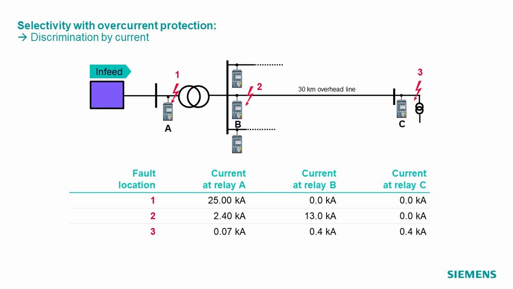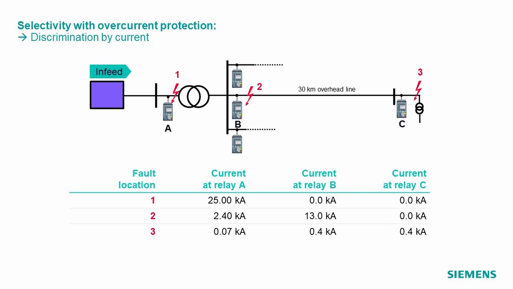If I have a fault at location number 2, then relay A will see only 2.4 kiloamp. Relay number 2, that is the distribution side, of course there we have higher currents because the voltage is lower, sees 13 kiloamps. And the relay at location C doesn't see anything. If we have a fault at the very end of the whole story, relay at location A sees only 70 amps, relay at location 2 sees only 4 kiloamp, and the last relay C also sees 0.4 kiloamp.